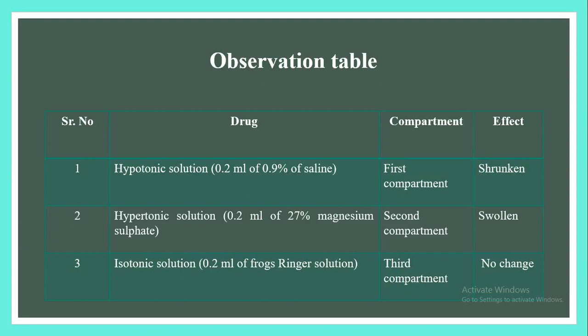Now here is the observation table. First is the hypotonic solution, 0.2 ml of 0.9% saline solution. The compartment is the first compartment and the effect is that it shrinks. Next is the hypertonic solution, 0.2 ml of 27% magnesium sulfate. The second compartment is used and it swells. Third is the isotonic solution, 0.2 ml of Ringer solution. The third compartment is used and the effect is no change.